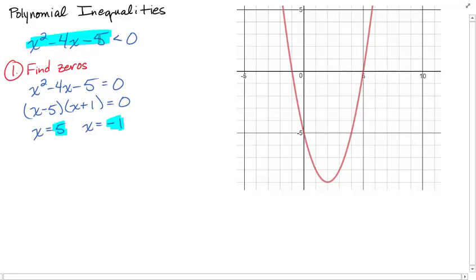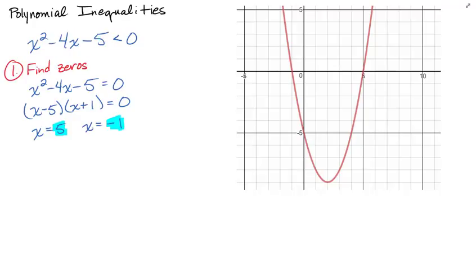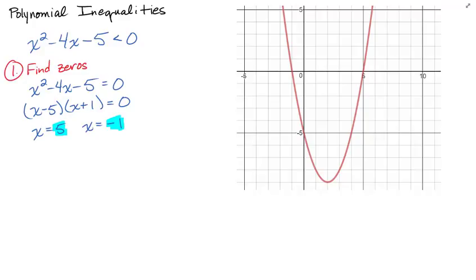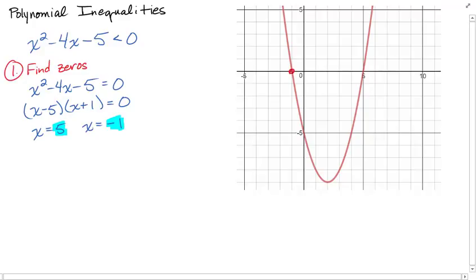Now graphically, let's just take a look at the graph while we're here. Graphically, what that means is that's where the graph crosses the x-axis. Okay, so where the graph crosses the x-axis is what we just found, right? That's what the zeros are. So that's our first step. Now, there's several ways to do this. Let's use a number line approach.